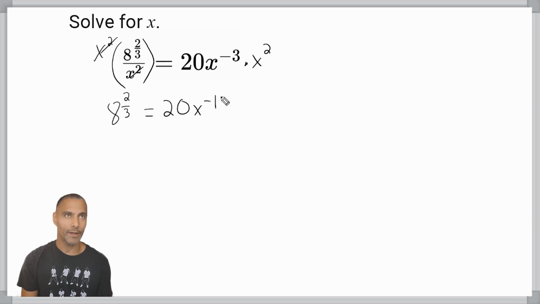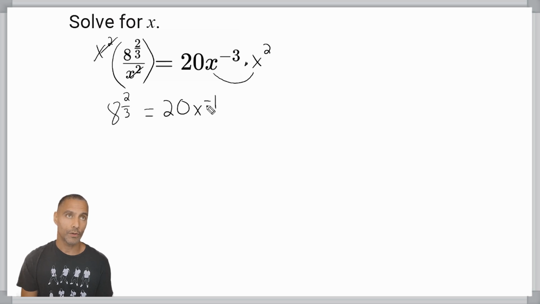Now, the reason we get a -1 is because when multiplying bases that are the same, you have to add the exponents. And -3 and +2 is -1. All right, what we're going to do next is take care of this negative exponent.